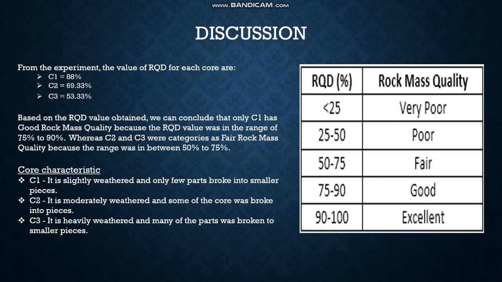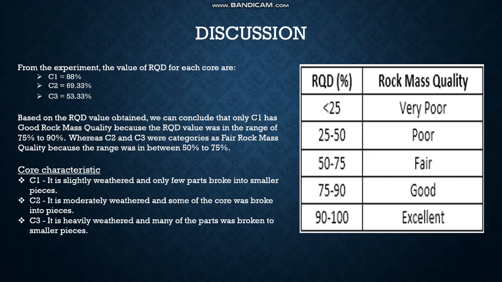Okay, from the experiment, the values of RQD for each core are: C1 is 88%, C2 is 69.33%, and C3 is 53.33%. Based on the values above, we can conclude that only C1 has good rock mass quality because the RQD value was in the range of 75% to 90%, whereas C2 and C3 were categorized as fair rock mass quality because the range was between 50% and 75%.